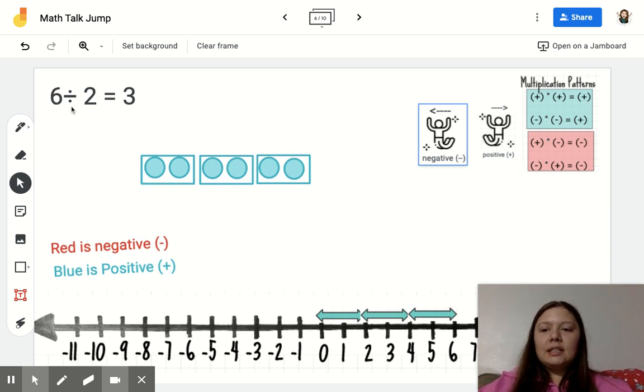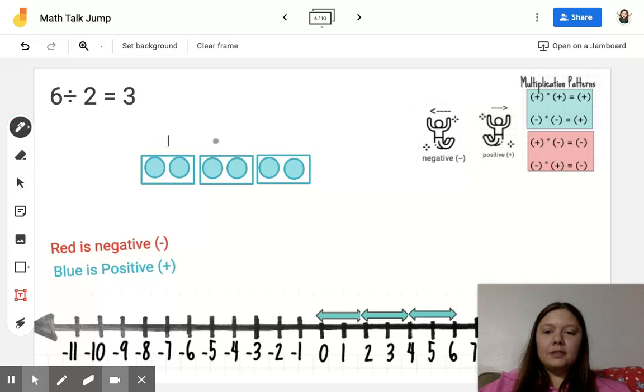So we've got 6 divided by 2 equals 3. This is something you've done before, right? So I would just have 6 positive circles here, and I'm splitting those into groups of positive 2. There's positive 2 in this one, so that's one group of positive 2, that's a second group of positive 2, and that's a third group of positive 2. Right, so 6 divided by 2 equals 3.